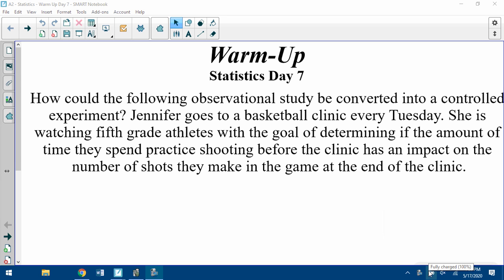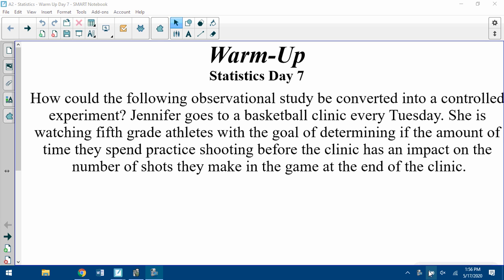Right, today's lesson is on something called margin of error, which is something you've probably heard of before. But before we get to that, why don't you read through this warm-up, going back to those types of studies again. It says, how could the following observational study be converted into a controlled experiment?